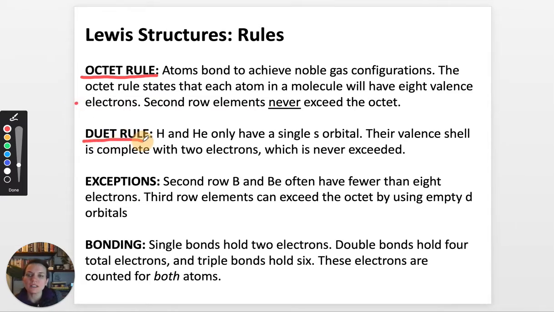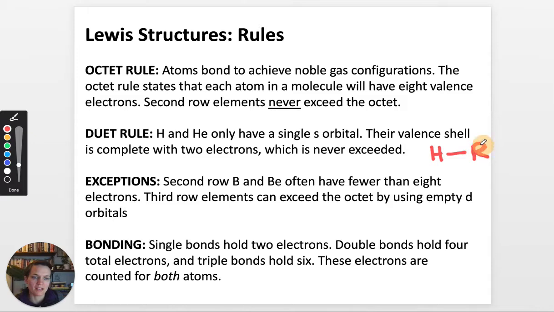The duet rule is a pretty logical exception, and that is that hydrogen and helium only need a duet. They do not need an octet. That makes sense because both hydrogen and helium, right? This would be hydrogen, this would be helium. They only have a 1s shell. They do not have any other orbitals that electrons are going to be occupying. One thing that I like to say and always remind students of with hydrogen, basically the only thing that you will ever do with hydrogen is draw a single line from it to something else, right? Anything else.